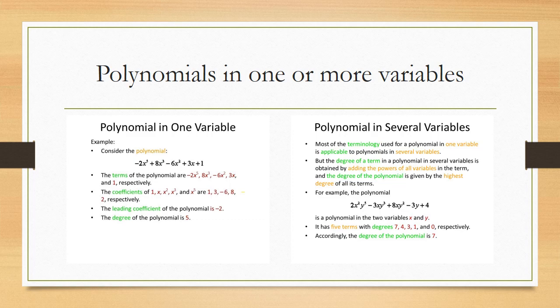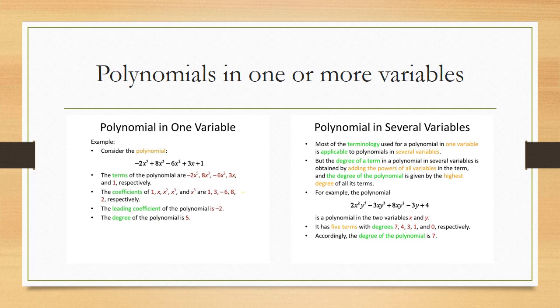Polynomial in one or more variables. Polynomial in one variable. Consider the polynomial minus 2x^5 plus 8x cubed minus 6x square plus 3x plus 1. The terms of the polynomial are minus 2x^5, 8x cubed, minus 6x square, 3x and 1 respectively. The coefficients of 1, x, x square, x cubed, x^5 are 1, 3, minus 6, 8, minus 2 respectively. The leading coefficient of the polynomial is minus 2.